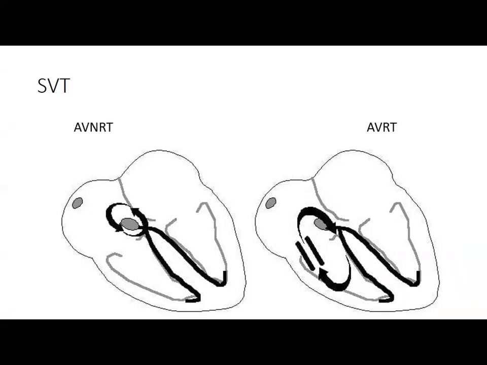So AVNRT is AV nodal reentrant tachycardia. The reentrant tachycardia is occurring solely within the AV node here. AVRT just leaves out the node part, and it's just atrioventricular reentrant tachycardia. That implies the existence of an accessory pathway through which you start to get this circular conduction.